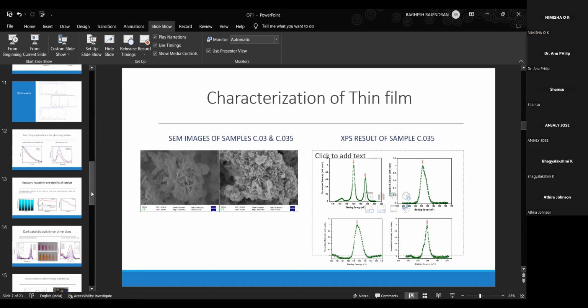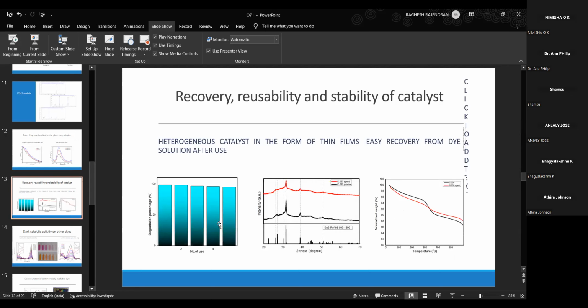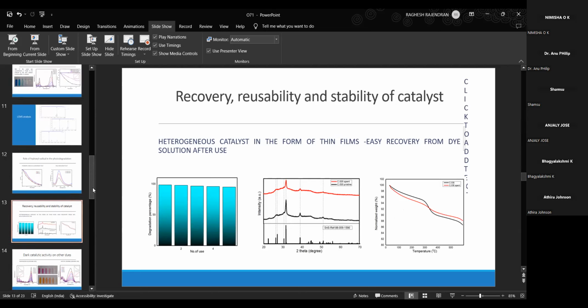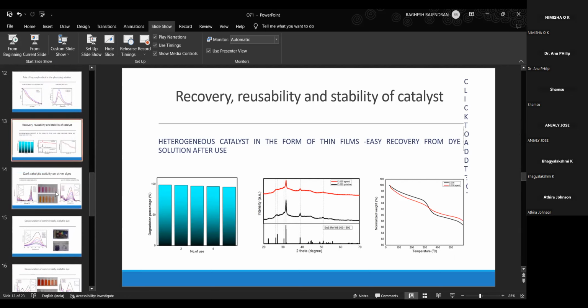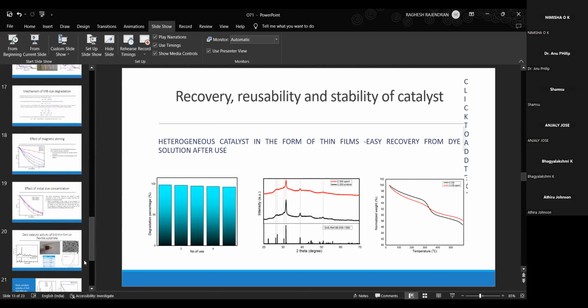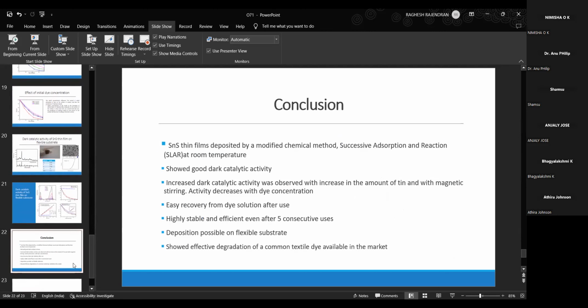And you were talking about reusing the dye solution. You were telling about the advantage of this method, that you can reuse the dye solution. Just elaborate. Pardon, ma'am? Just go to your slides, maybe by the end, in your conclusion. Easy recovery from dye solution after use means your catalyst can be easily recovered. Okay, I got confused. Yeah, it's okay.